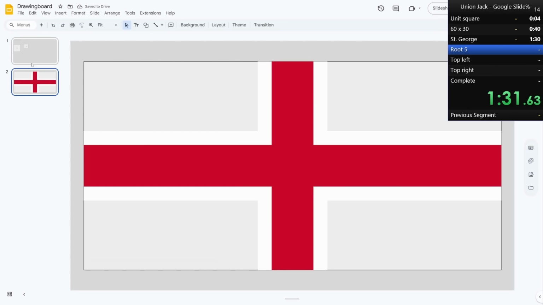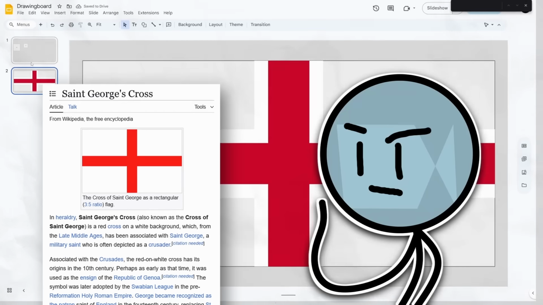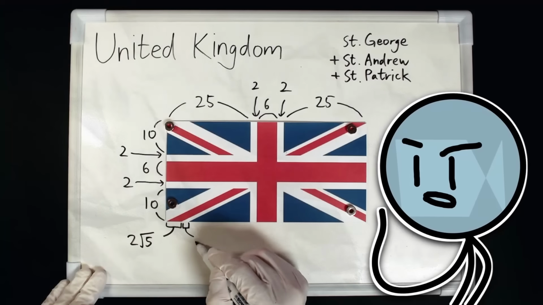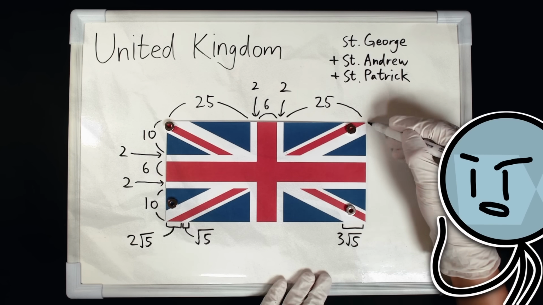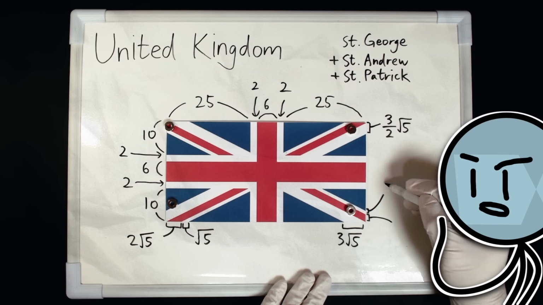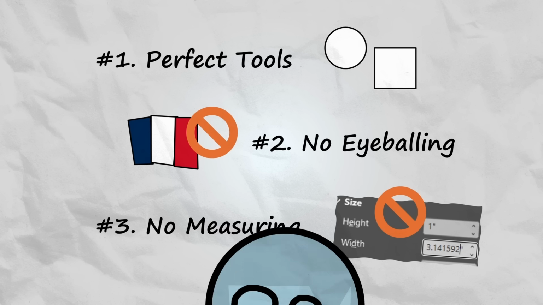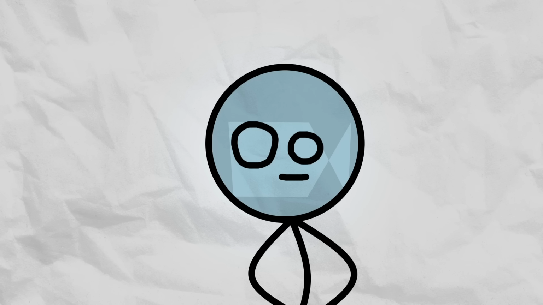And that gives us the cross of St. George. This is where we got stuck last time. For the next step, we needed to draw right triangles whose lengths differ by a multiple of root 5 while following the basic principles of mathematical construction. Number 1, perfect tools. Number 2, no eyeballing. Number 3, no measuring. Without further ado, here's how we make root 5.